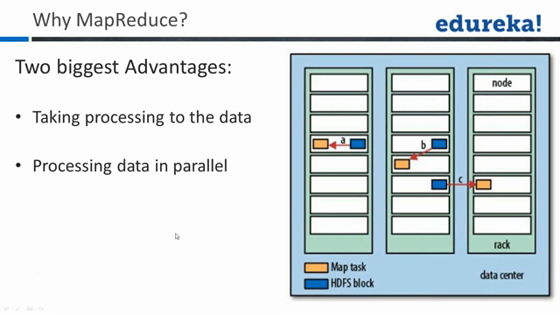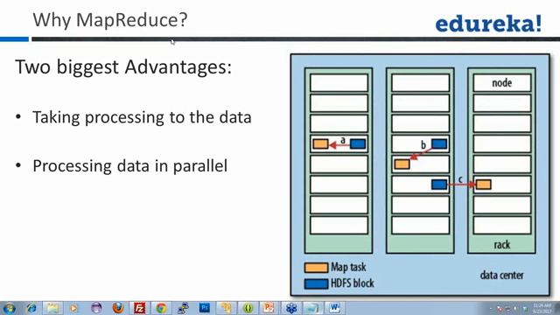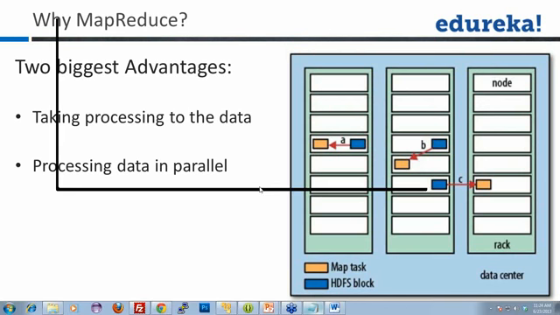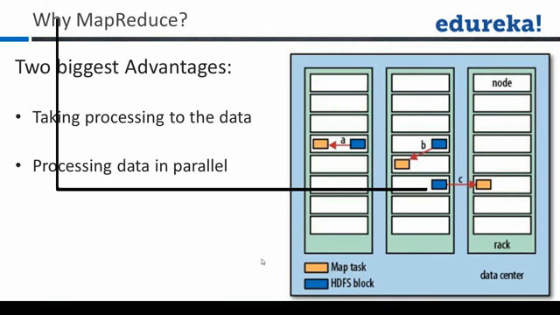ask him, boss, what is the biggest advantage of MapReduce? People will tell me it is parallel processing. Yes, it is. But this is the most important thing. I'm stressing on this again and again because I want everyone to remember this. Okay, thank you very much. Great, let's move ahead.